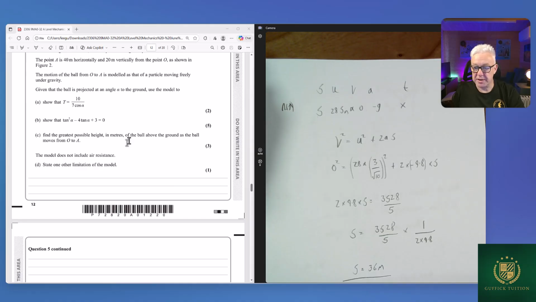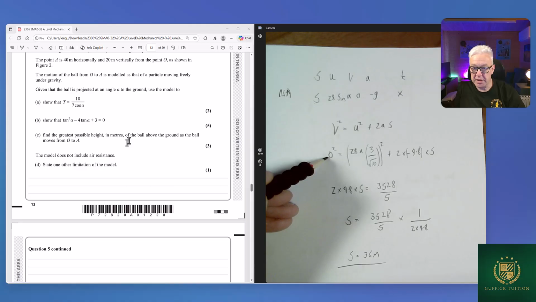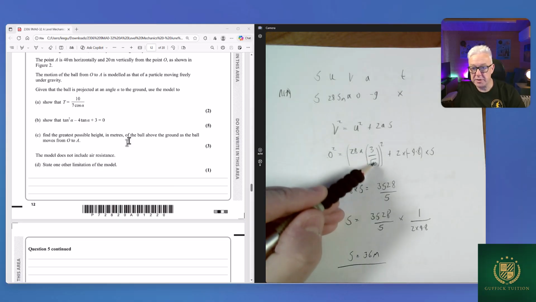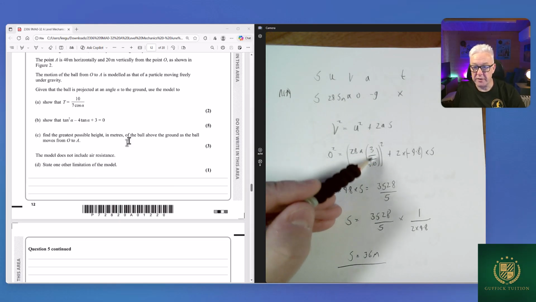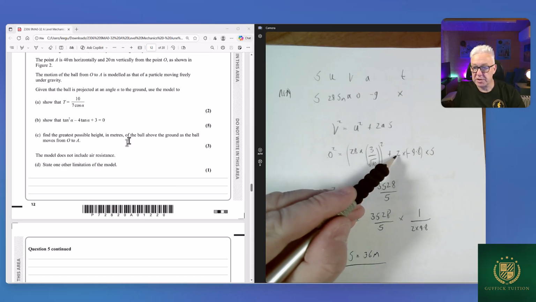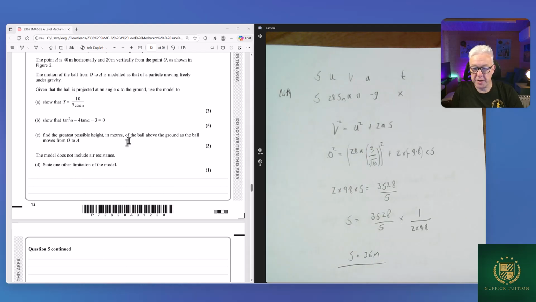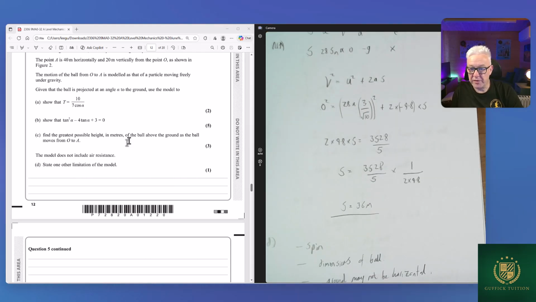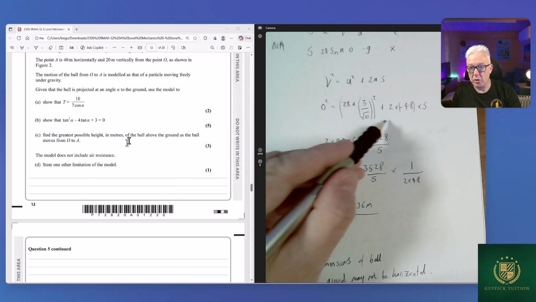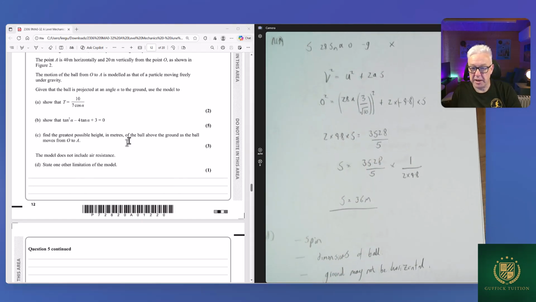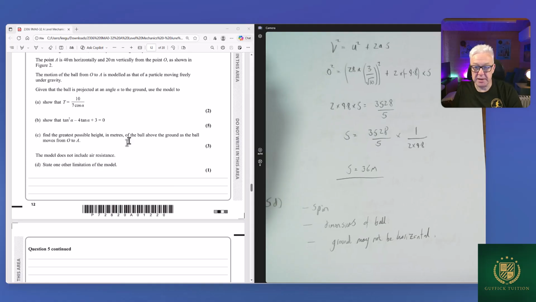So the appropriate suvat is going to be v squared equals u squared plus 2as. That gives us 0 squared is equal to 28 times, now notice I've put in there my sine alpha, 3 over root 10, all squared, plus 2 times minus 9.8 times s. So there's our u sine alpha, and it's all squared. Working that out, all these numbers are known. When we put that into our calculator, that gives us s is 36 meters, and that's that one done. Even though that was only worth 3 marks, I think that's one of the trickiest parts in this question for sure.